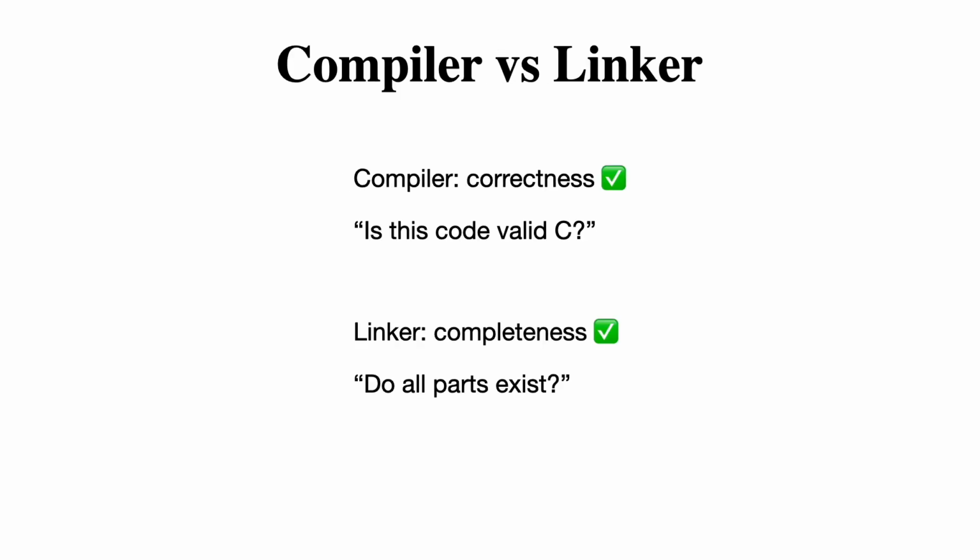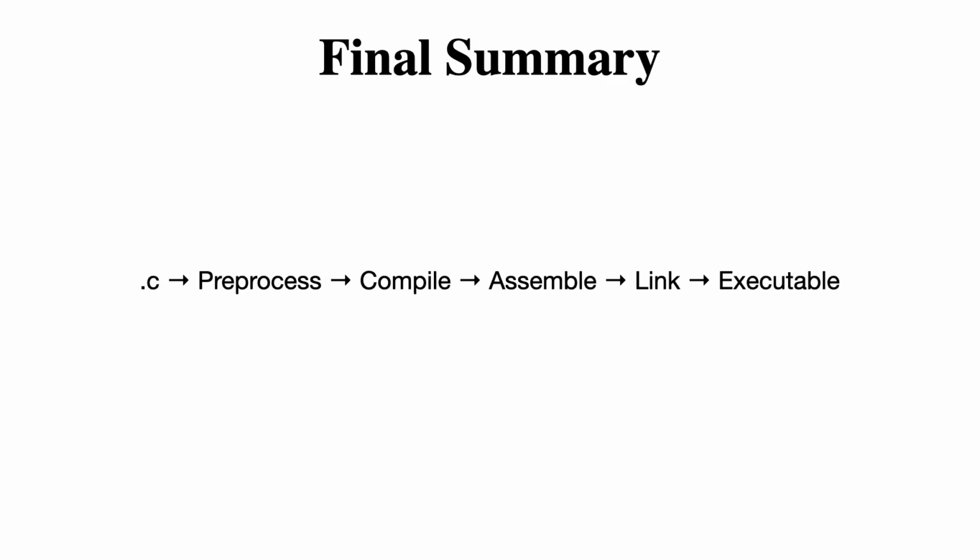Let's see the key takeaway. Compiler checks correctness. Is your C program valid? Linker checks completeness. Do all called functions exist? If you understand this, debugging becomes 10x easier. So the journey is .c will preprocess, then compile, then assemble, then link, and then finally become an executable.